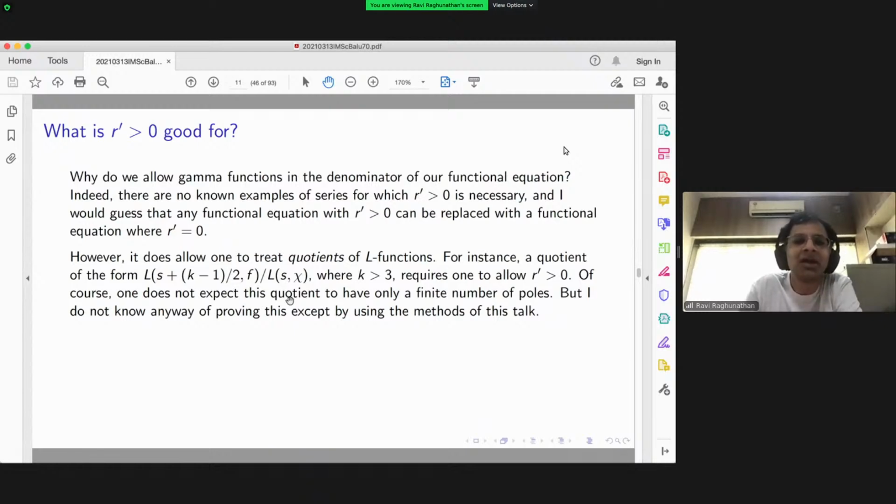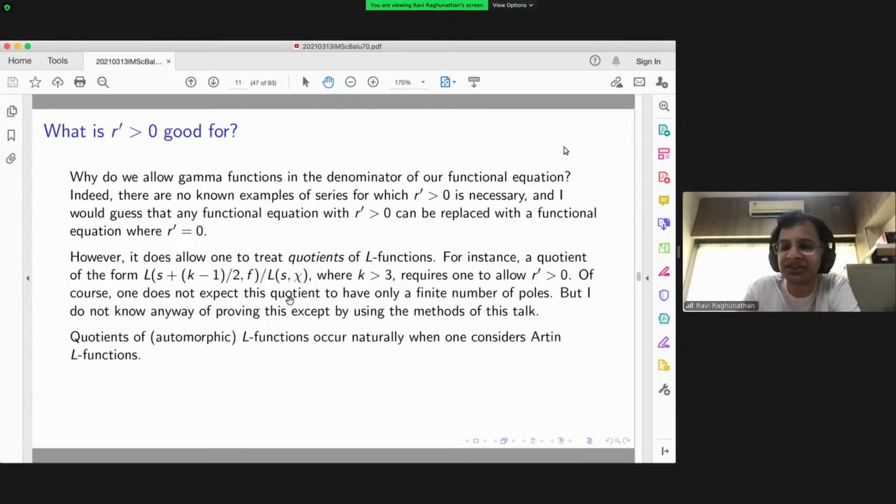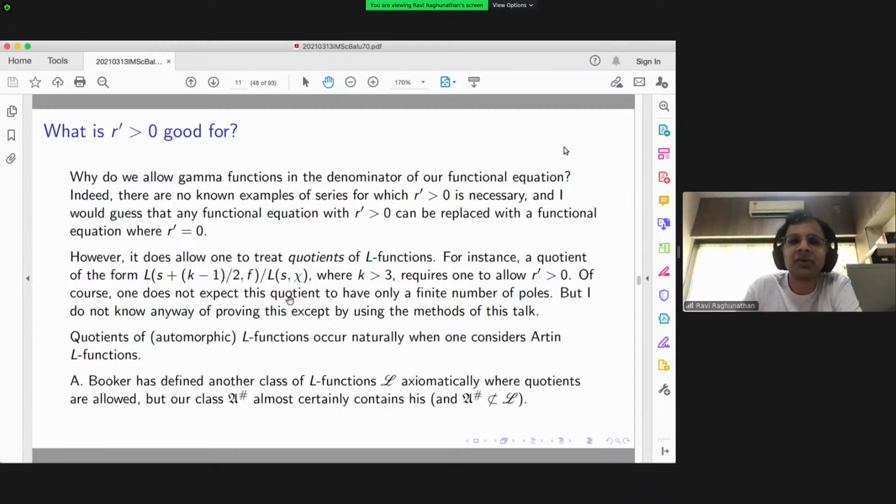The other place where quotients of L functions occur naturally are Artin L functions. The Brauer-Aramata theorem tells us that Artin L functions are quotients of L(s, chi)'s, where chi is a Hecke character for a number field. I should also add that Booker has defined another class of L functions, which he calls L. I would have liked to call my class L, but he had already taken that, and that's again an axiomatic characterization. I cannot prove it right now, though I strongly believe that our class contains L.